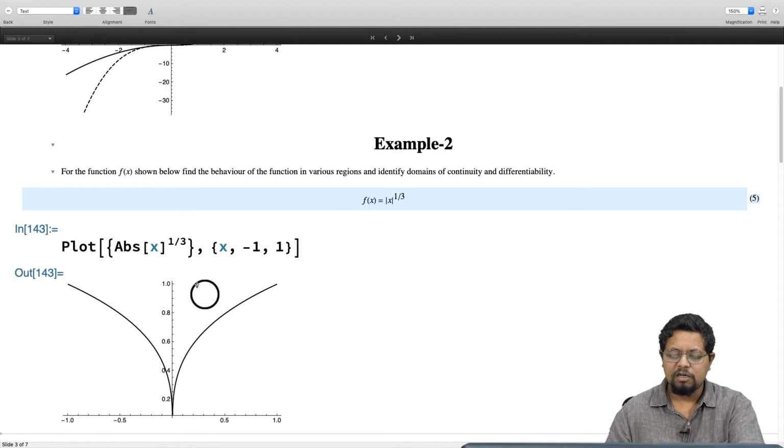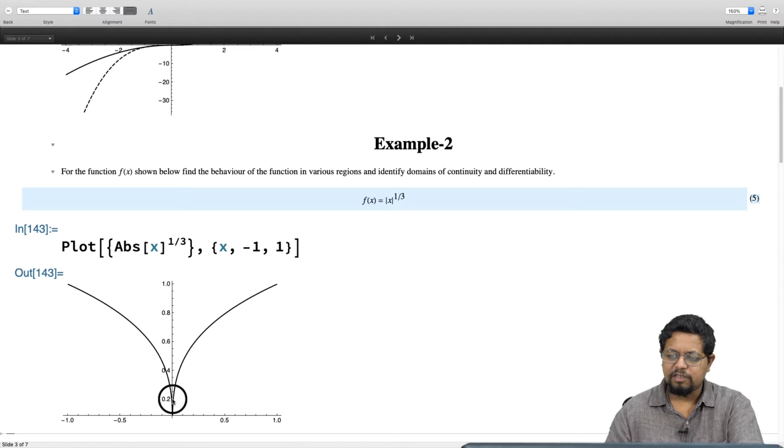So first of all, is it continuous? It's clearly continuous on the left hand side, it's clearly continuous on the right hand side, but is it continuous at this point? That depends on whether the function has the same limit as you approach it from the left or from the right. Absolute value of x vanishes when you approach it from left or from right, therefore absolute value to the power 1 by 3 also vanishes. So from both directions the function evaluates to 0, therefore it is continuous at x equal to 0.